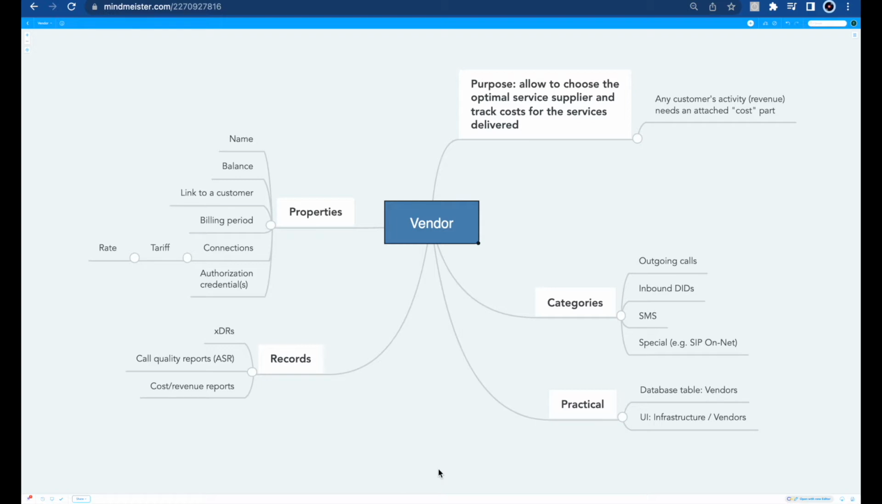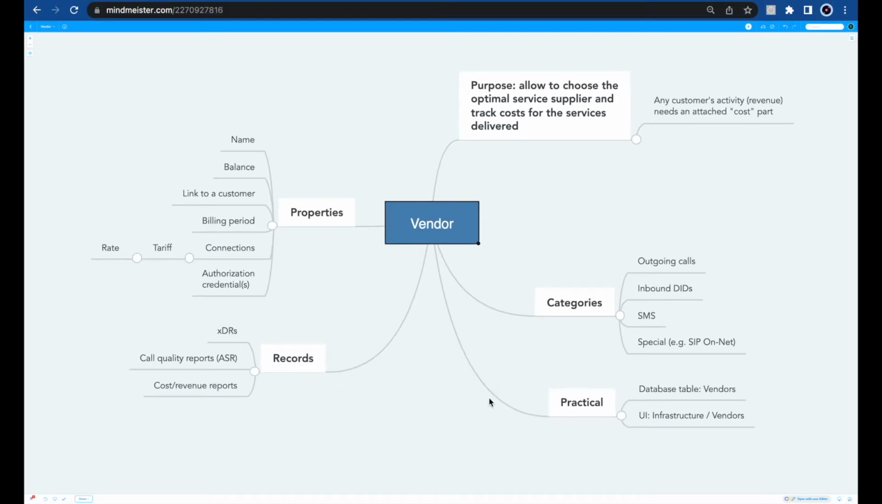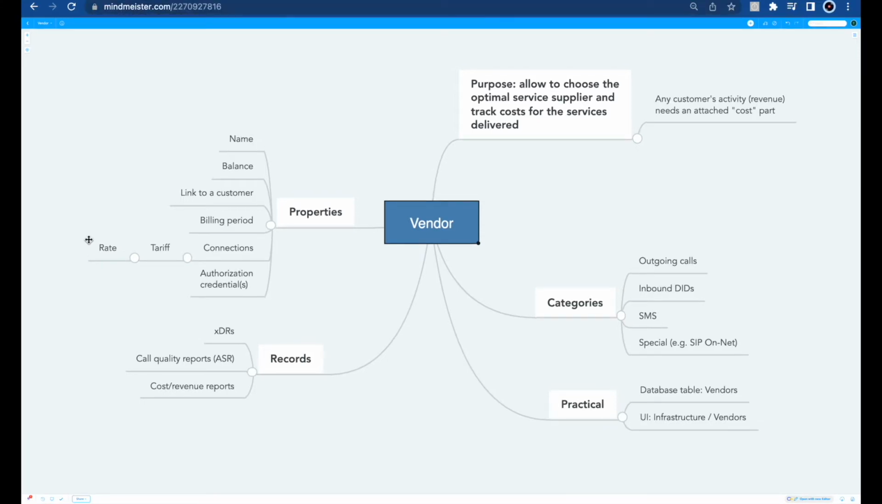Okay? For this, we need a set of technical parameters. We need, of course, the price. Each vendor connection has a tariff attached to it, and this tariff is filled with rates for destinations that the vendor supports. We also collect xDRs for each vendor. These xDRs represent the amount that we owe to the vendor for all transactions with them.